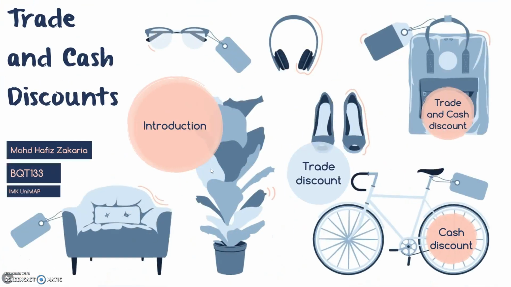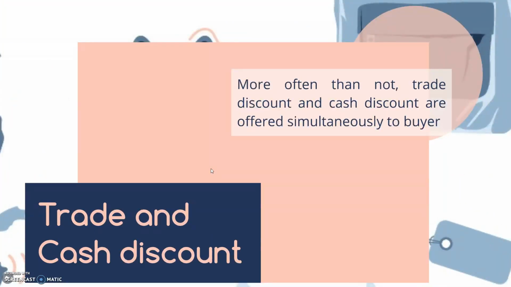So that is it about cash discount. Next we have trade and cash discount. Basically, this is just simple. Trade and cash discount are two discounts offered together, simultaneously, to the buyer. This kind of thing will be discussed further in the example.